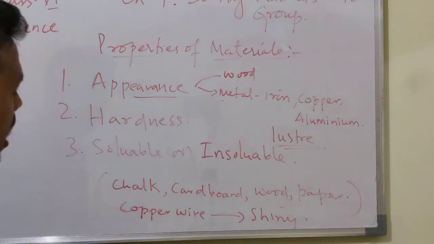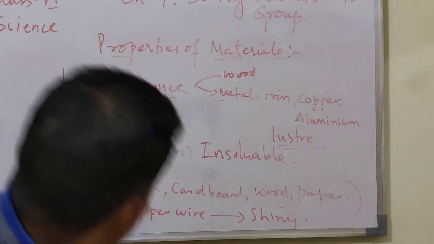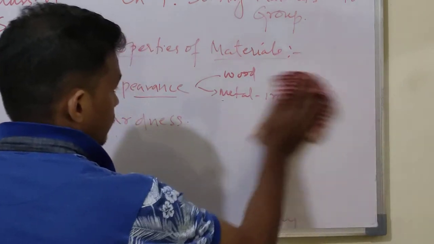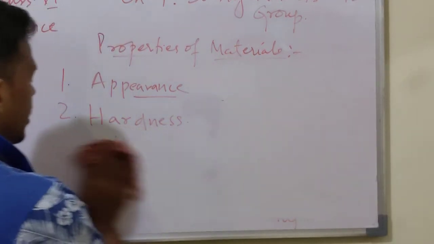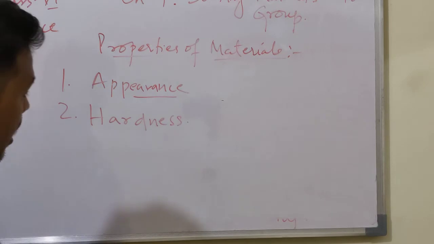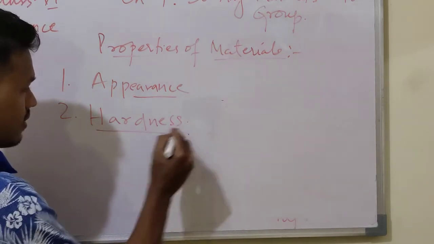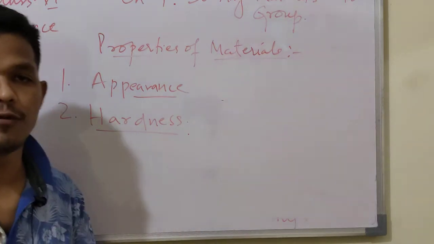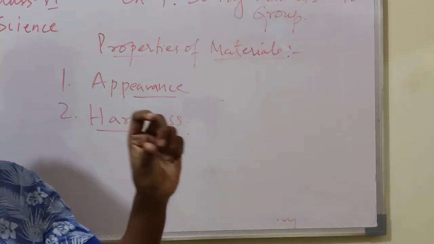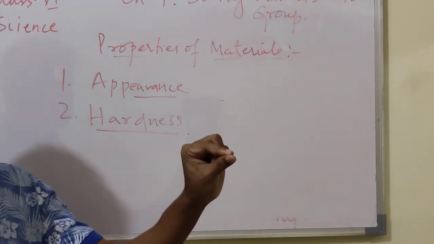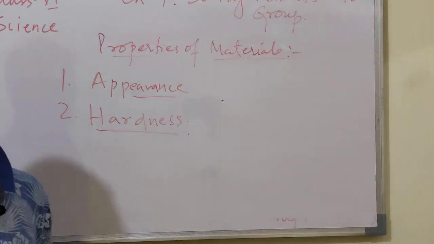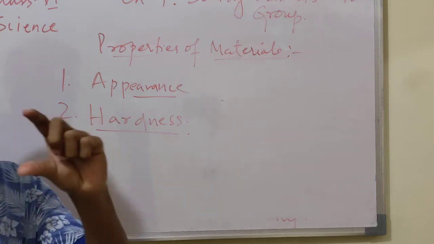Then next we will go to hardness. Hardness in the sense that, if you try to press different materials, some materials you are able to press and some are not possible. Can you press a stone? No, you cannot press a stone.